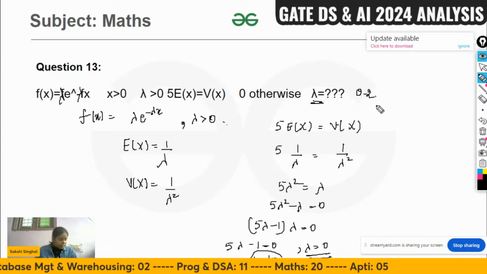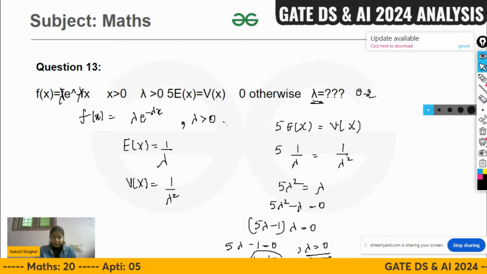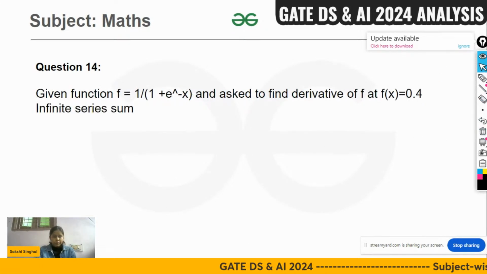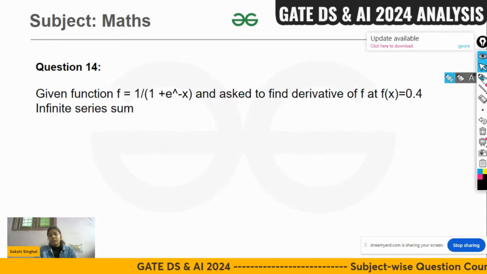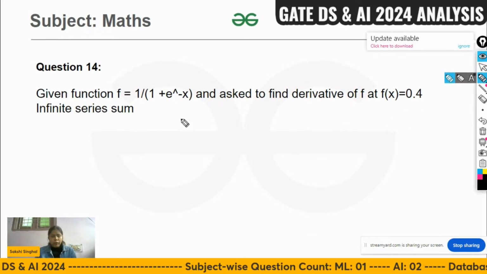Anyone, guys, got the answer to point two? Okay, so let's move to the next question. Guys, this question is a little bit calculative, but I hope all of you have done it.